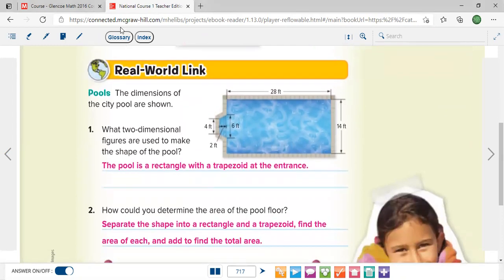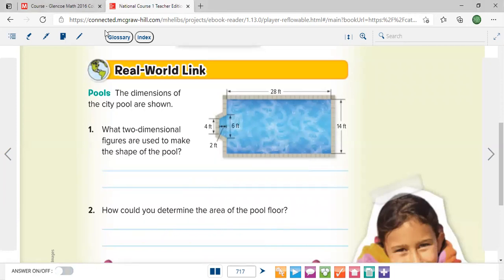Now, how can we find the area? How could you determine the area of the pool floor? Very easy. Just evaluate the area of the rectangle, then evaluate the area of the trapezoid, then you add them. Separate the shape into a rectangle and a trapezoid, find the area of each, and add to find the total area. We must add. Let's take examples to make everything clear.